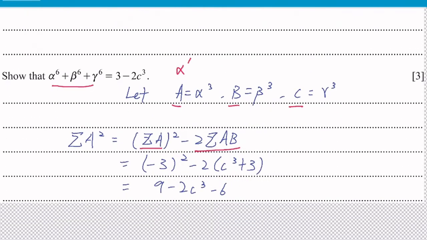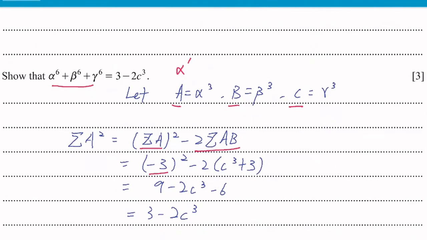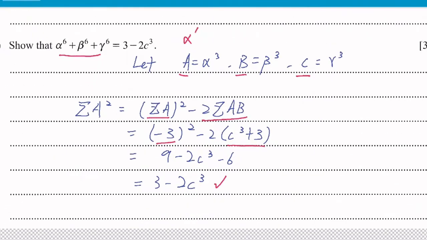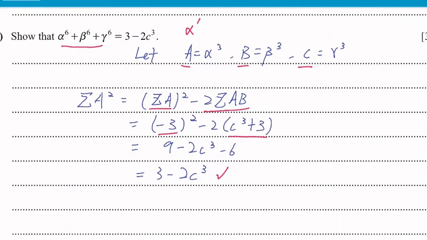Okay, so after that, just put in all the coefficients from there. Okay, and tidy up, and we're actually able to get this. So yeah, this is how we do part B.